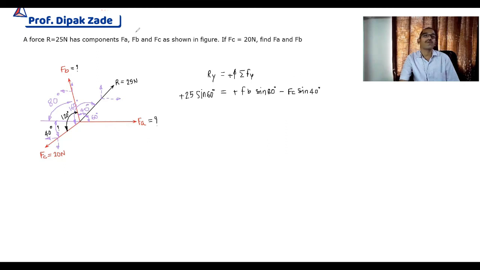Now you know the Fc value. Fc is given as 20 Newton. That means the only unknown term is Fb. Therefore, if we calculate, the magnitude of this force Fb comes out to be 35.03 Newton.